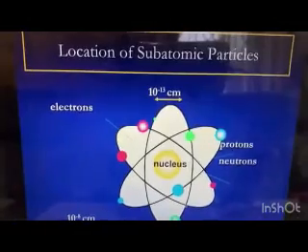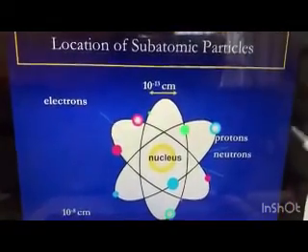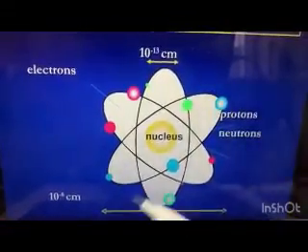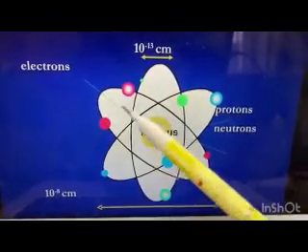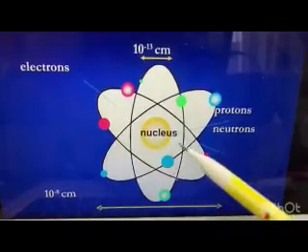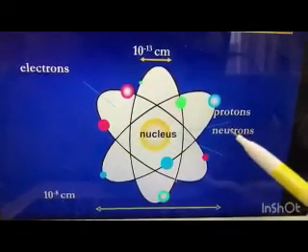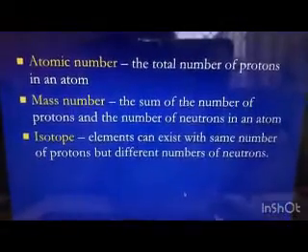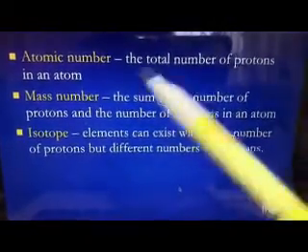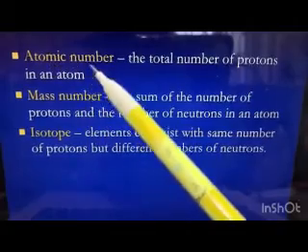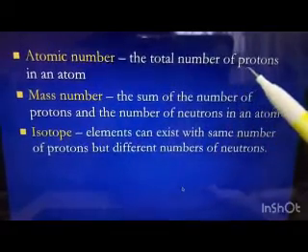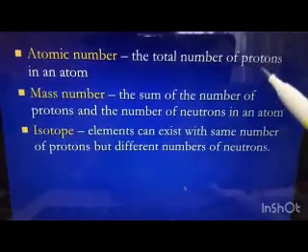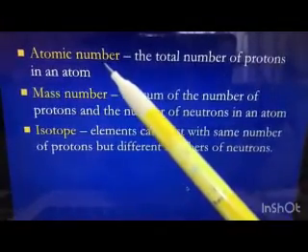If we see the location of the subatomic particles, that is the electrons, protons and neutrons in an atom, this is the structure of an atom. Inside it has a nucleus. This is the electron. Inside the nucleus we have the protons and the neutrons. So what is the atomic number? The total number of protons in an atom. Not electrons, not neutrons, only the number of protons in an atom is called the atomic number.